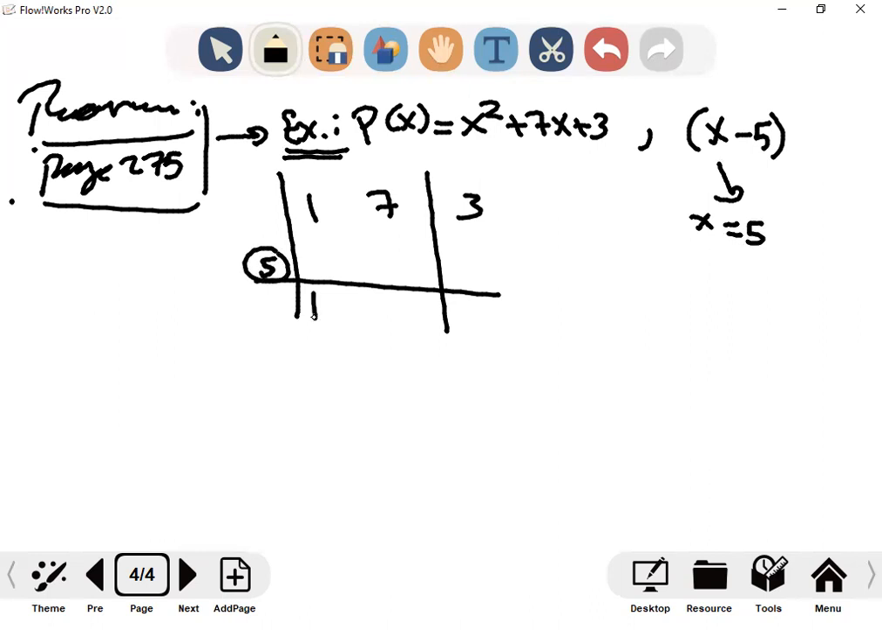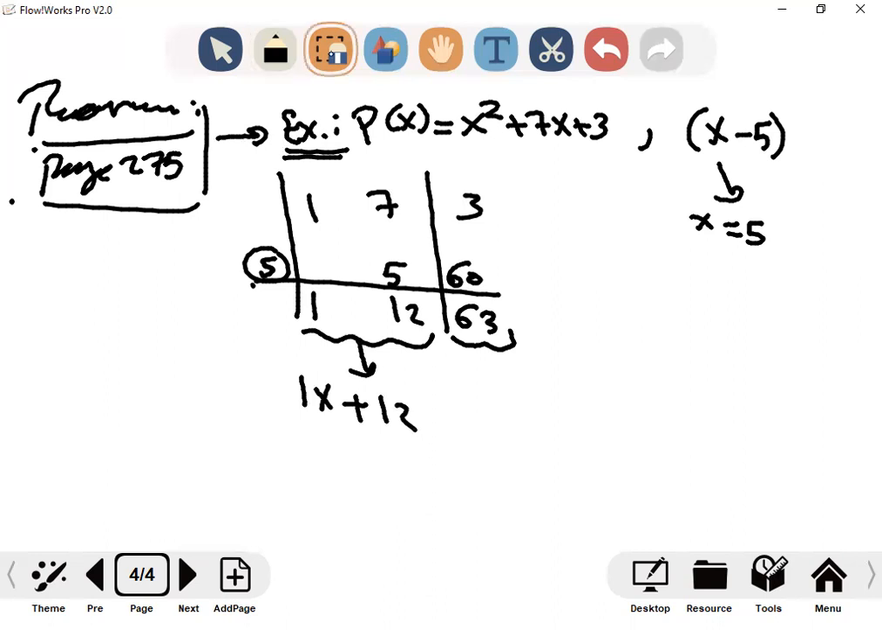Then this comes down, multiply with the answer and add. 5 times 1, 5 plus 7, 12. 5 times 12, 60, plus 3. So this is the answer, and this is the remainder. The answer here, we said power 2, power 1, subtract one power, so here will be 1x plus 12. This one, no need for it. Leave this. Care about this here, which is the remainder.